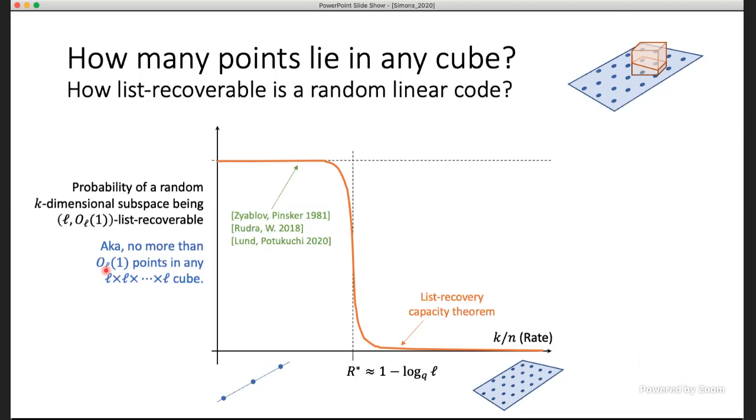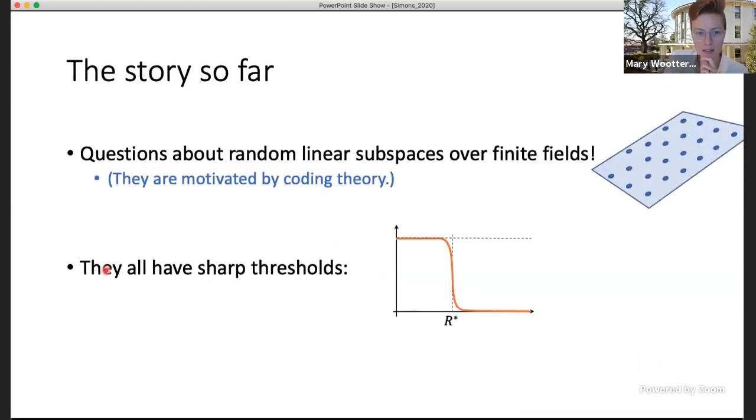Cool. Okay, so let me move ahead to the new stuff, so as not to get bogged down in the background. This is the story so far. And again, the main takeaways I wanted you to take from those previous slides are that for all of these three questions, to the extent that we know the answer, they look basically like this.